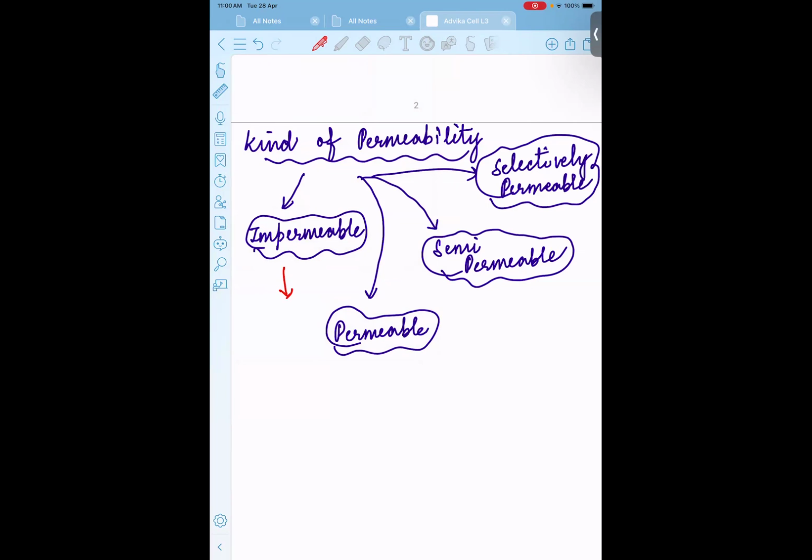When we talk about the impermeable, it means if a membrane does not allow, just a minute, Dovika.